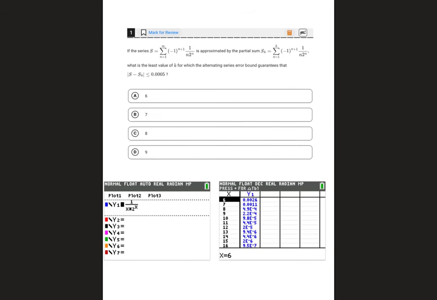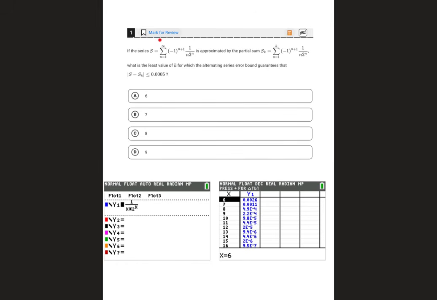Okay, this first one says that it's a calculator problem, but not so much a calculator problem. You kind of need a calculator, but you could actually do this without one. They say if the series S equals that series from 1 to infinity, it's an alternating series. That's what this little alternating series term does. And then 1 over n times 2 to the n. So that's approximated.